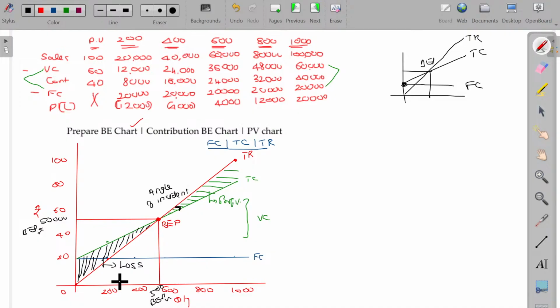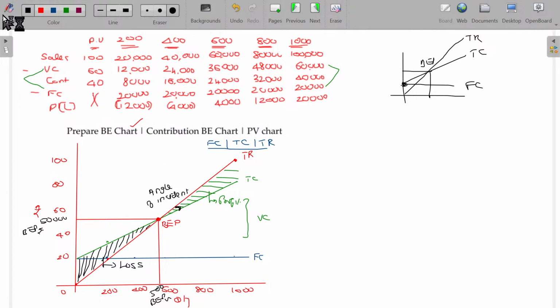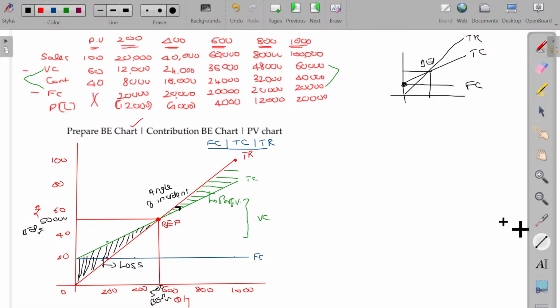Angle of incident. Is that clear? Hope now you'll be able to understand the angle of incident here. And listen. The point before, after this. Is that okay? This is nothing but what? BEP, break even point. Clear?